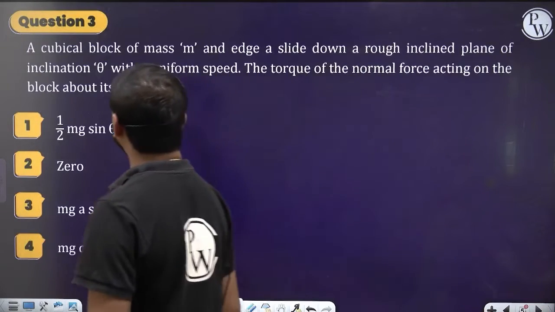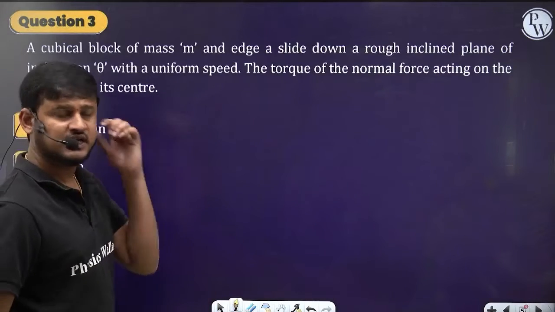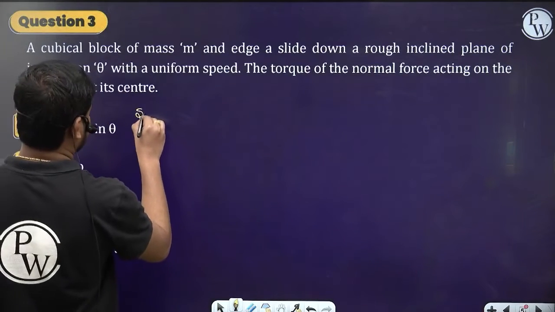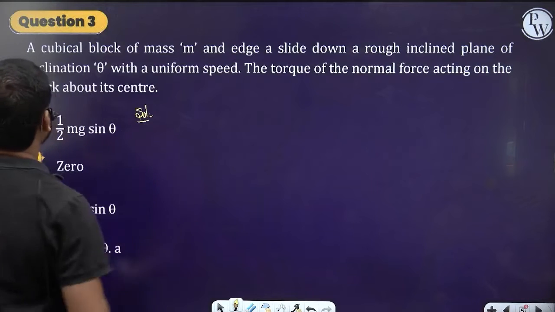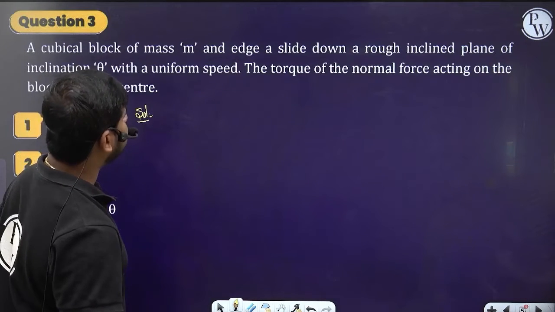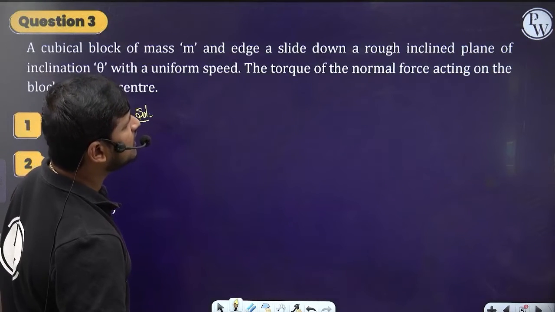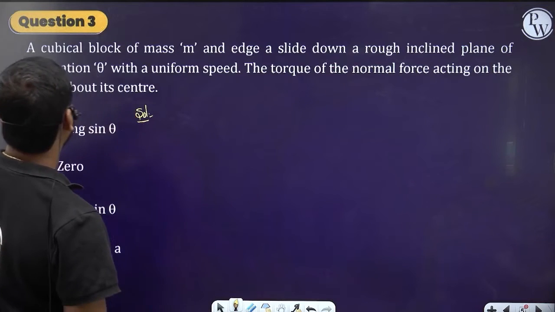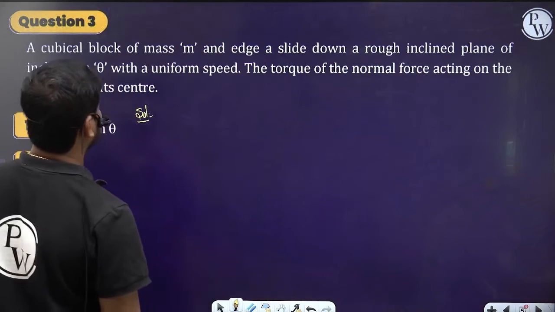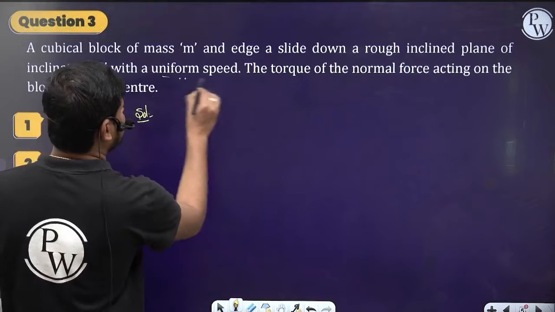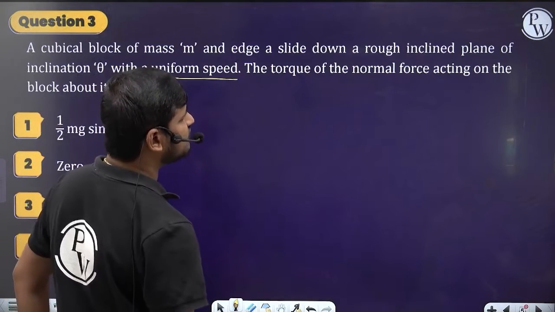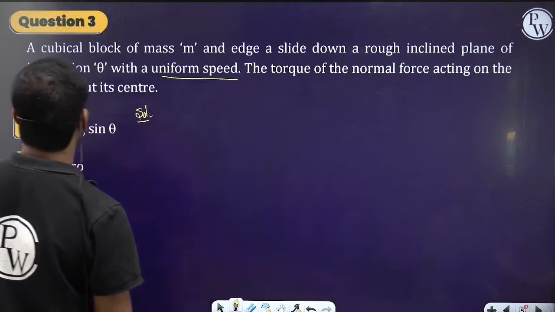Chalo, so let's move further. Let's go for the next question, question number 3. So what does the question say here? A cubical block of mass m and edge A slides down a rough inclined plane of angle of inclination theta with uniform speed. So the torque of the normal force acting on the block about its center.